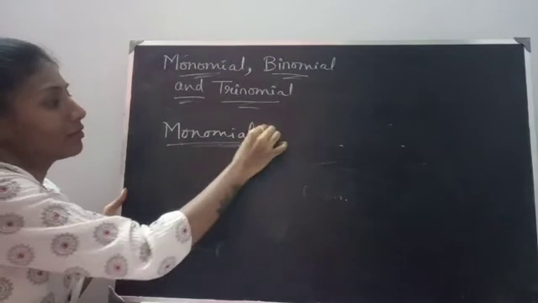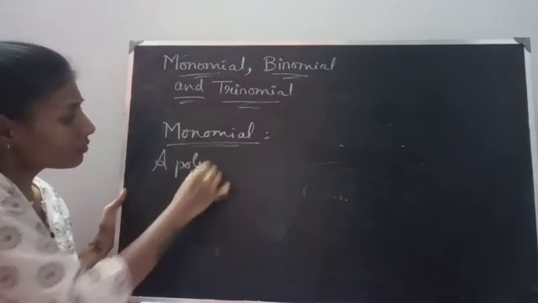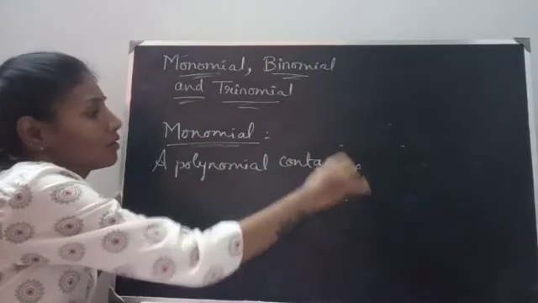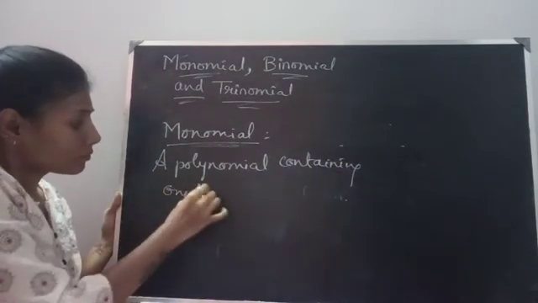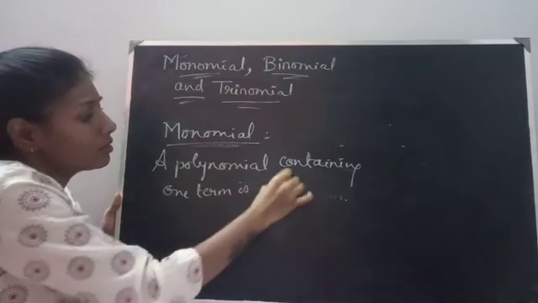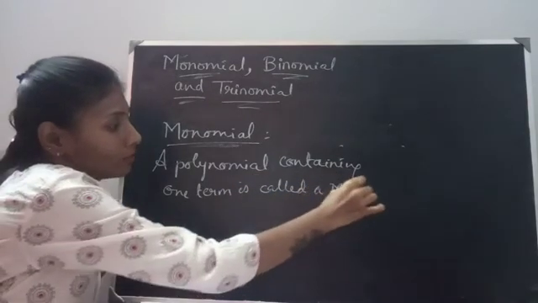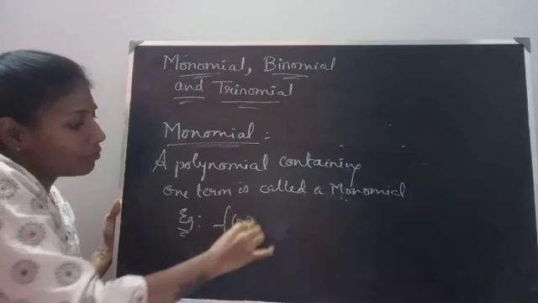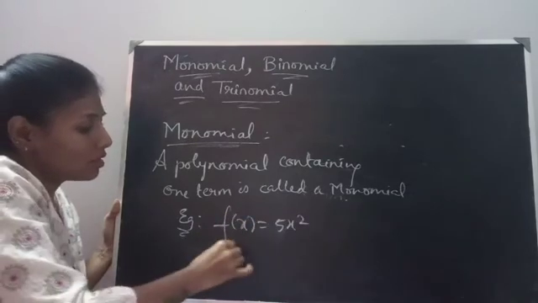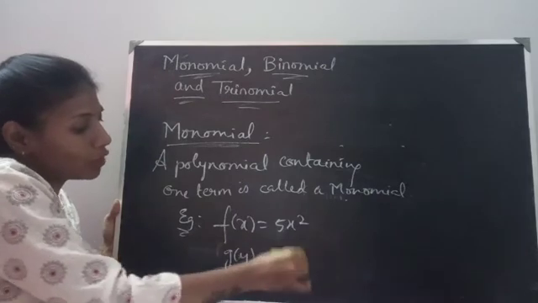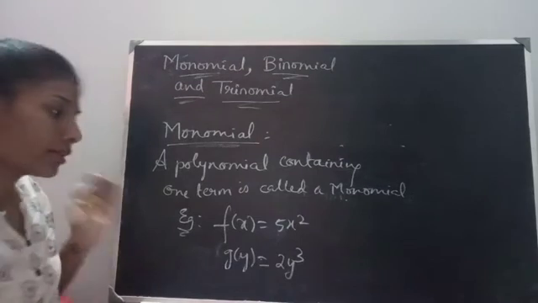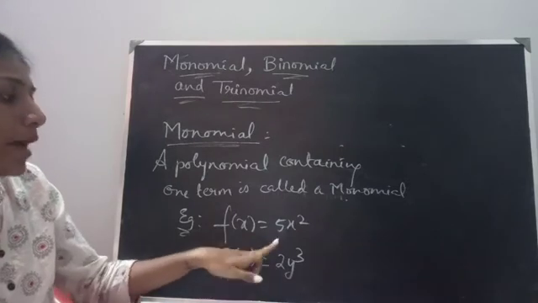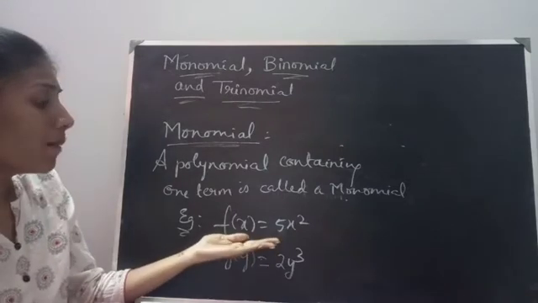Monomial. Okay, a polynomial containing one term is called a monomial. Okay, example. F of x equals to 5x square. G of y equals to 2y cube. Okay. So, these are polynomials having one term. So, this is called monomial.